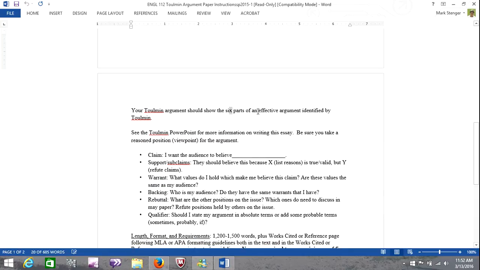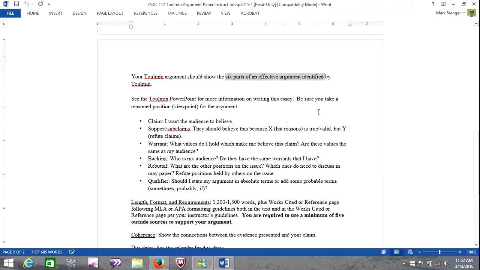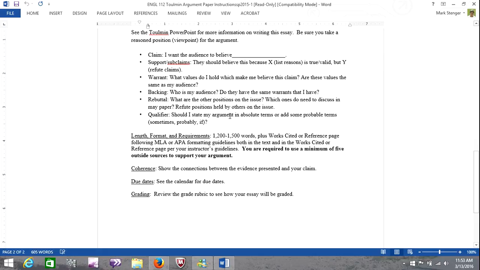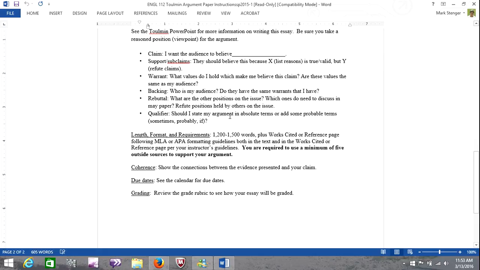As those will point out, there are 6 parts of an effective argument, and they're all detailed in those additional handouts. But here is more or less a synopsis of what those will tell you. I want the audience to believe whatever your issue is. And then follow this form. I believe this because of the reasons, the evidence, the support that you give to it. And as I mentioned before, equally important, what are the views of those who disagree with you, and how are you going to rebut them? And so on with the warrant, the backing, the rebuttal, and the qualifier.